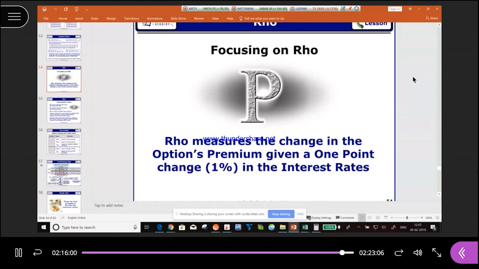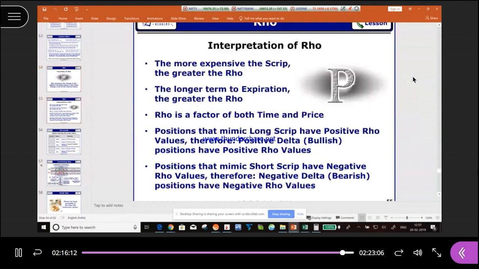Now, rho measures the change in the option's premium given a 1 point change in the interest rate. So, if the interest rate changes by 1%, the option's premium will change by the value of rho. Okay, let's see. And have you ever seen the interest rate change by 1%? Very difficult, right? At the most 0.5. At the most. Yeah. So the impact is not really that great.